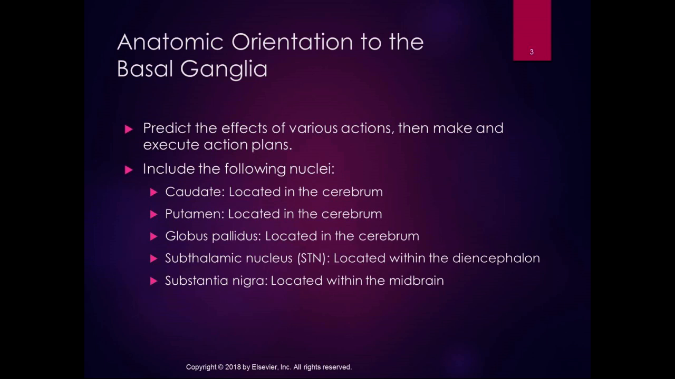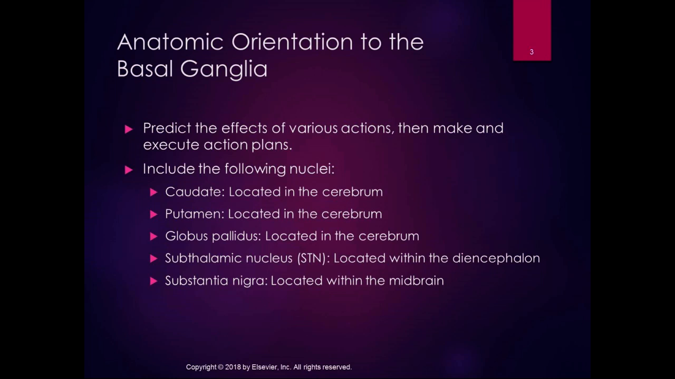So the basal ganglia, and a ganglion is a group of related neurons. It's a group of neurons with related function. The basal ganglia is the plural, so it's several groups of related neurons that do a lot for us. Really the primary job of the basal ganglia is to predict the effects of various actions and then to make and execute action plans. Wow, that's pretty deep, right? We're going to explore that a little bit.